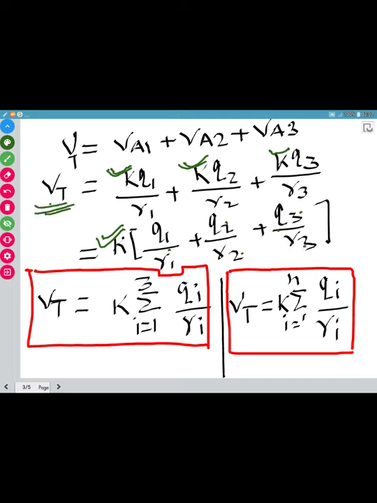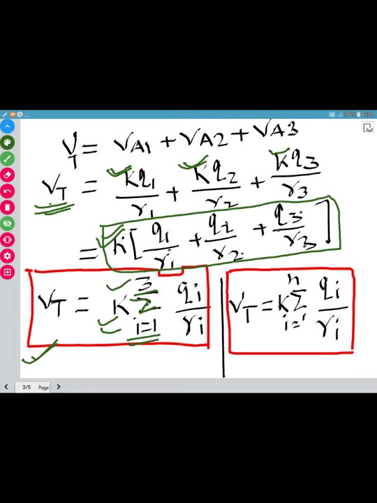So this is the total voltage at point A due to all the three charges. In a very compact form we can write Vt, the total voltage at point A, is given by K times the summation sign, i equal to 1 to 3 because there are three charges, of Qi upon Ri. If i is 1, then Q1 upon R1; i equal to 2, Q2 upon R2, plus i equal to 3, Q3 upon R3. Up to 3 we have to go.